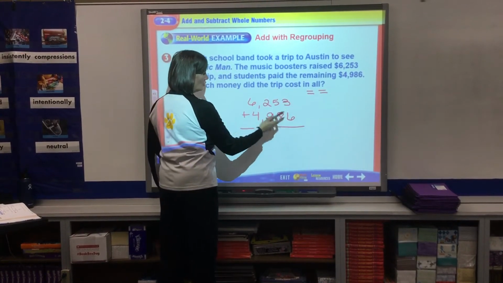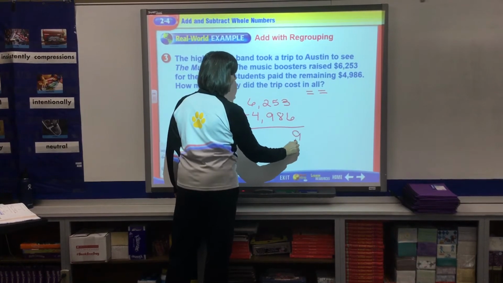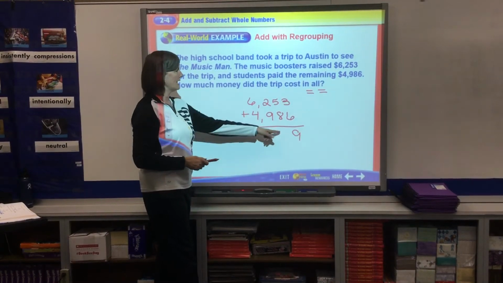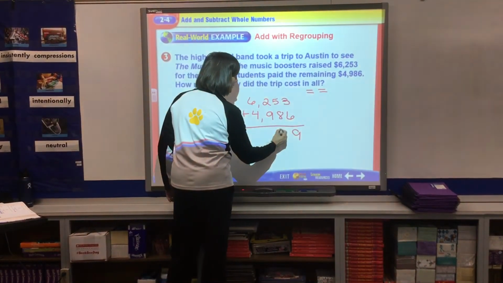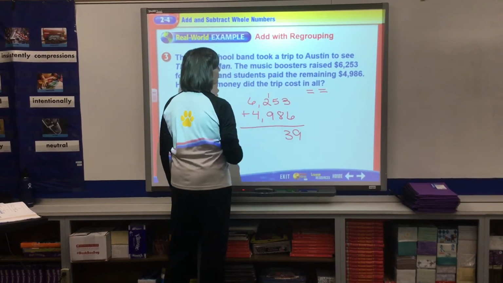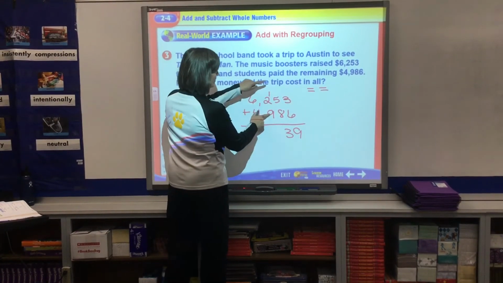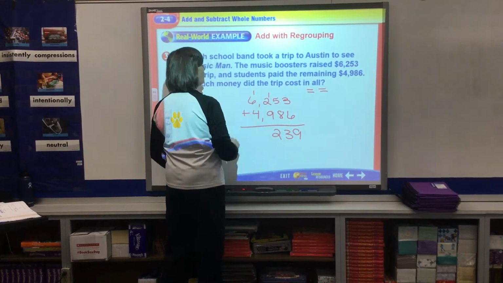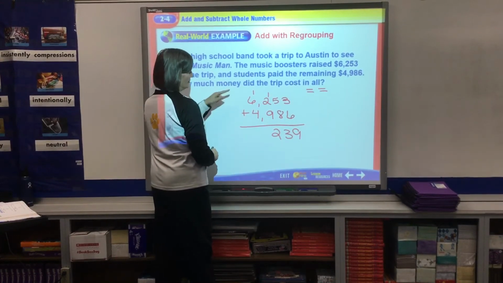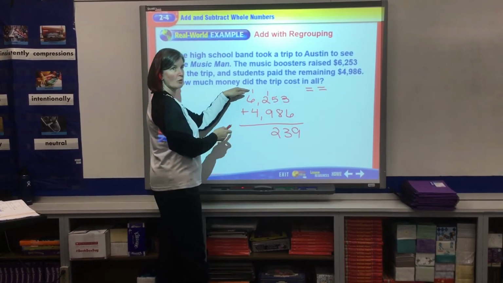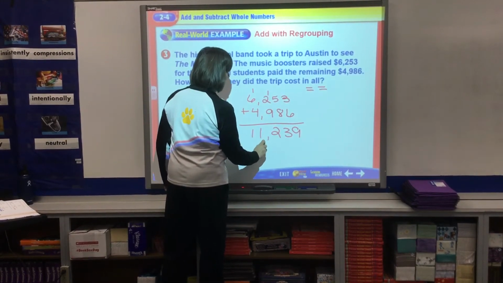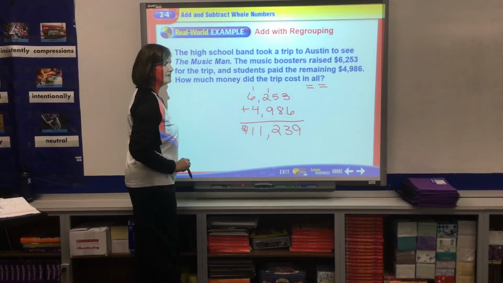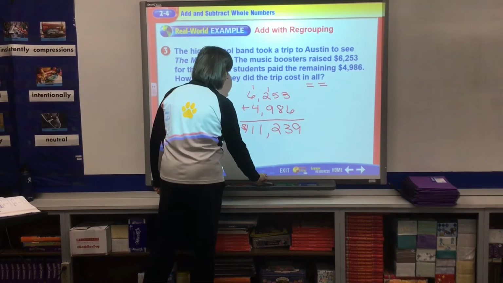Again, start over in your ones column. 3 plus 6 is equal to 9. Then when we move to the tens column, 8 plus 5 equals 13. Well, I can't write 13 down there. So we put the 3 down, and then we regroup, and we carry the 1. 9 plus 1 is equal to 10, plus the 2 is 12. And so we'll put the 2 down, carry the 1 again, and then we'll add the thousands column. 6 plus 4 is 10, plus 1 more is 11, and so I will write 11 down here and add my comma in there. So the trip in all cost $11,239.